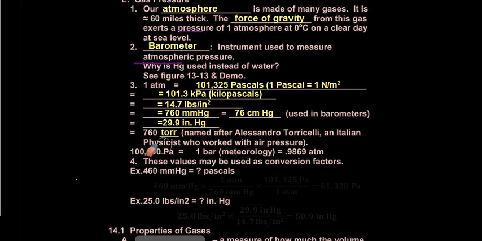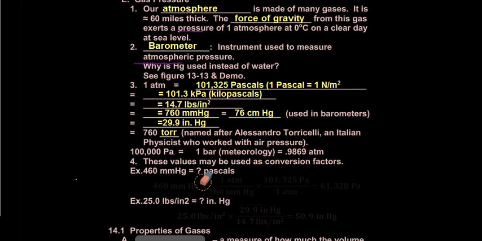Okay, so 760 torr, the unit was named for Torricelli, and they took the millimeters of mercury. 100,000 pascals is 1 bar, and so it is a large metric unit, and meteorologists use this. And 1 bar is slightly less than 1 atmosphere, but they're pretty darn close.